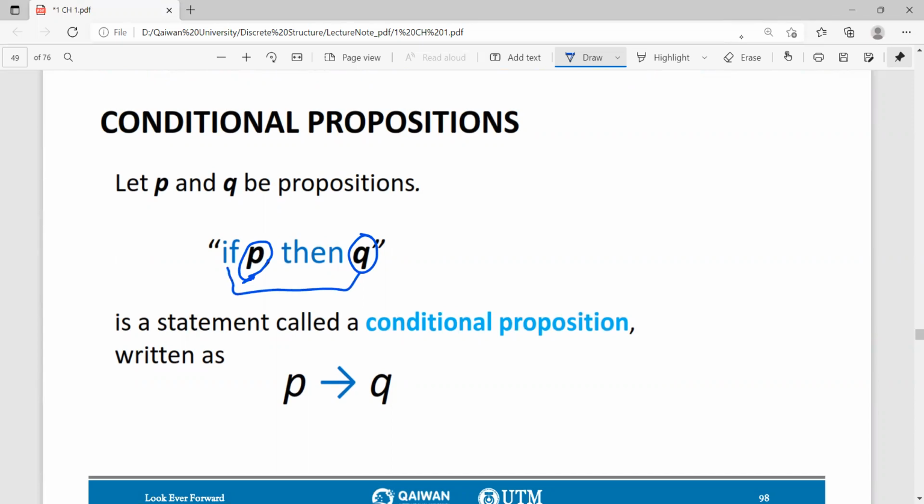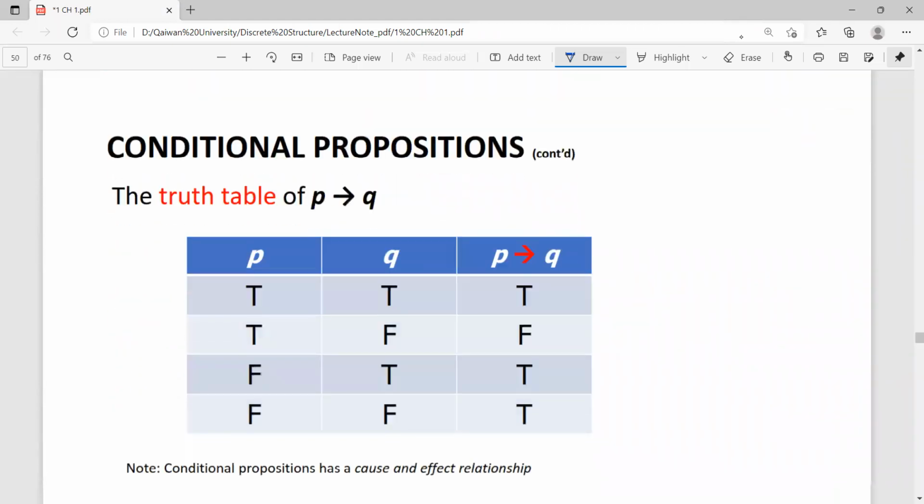Here, when we combine two statements and join them by conditional propositions, in only one case it's false. In only one case it's false. If the first one is true and the second is false. If it's from true to false, the result is false. In all the other cases, it's true.